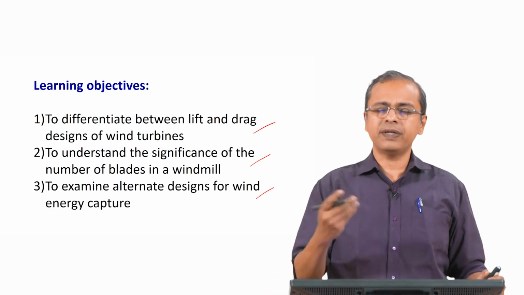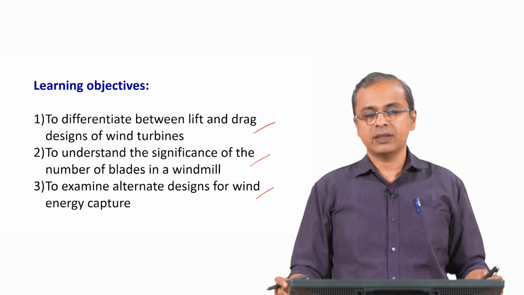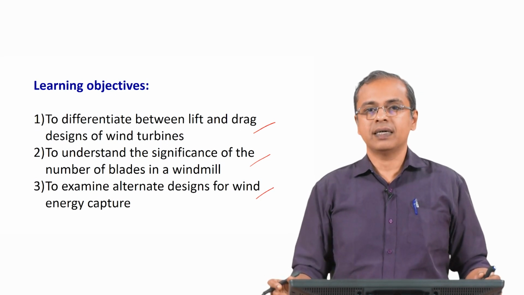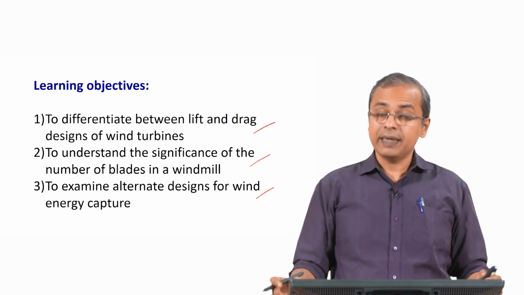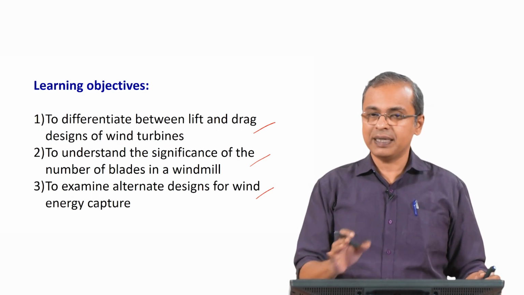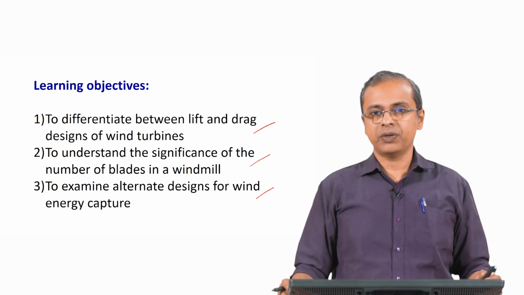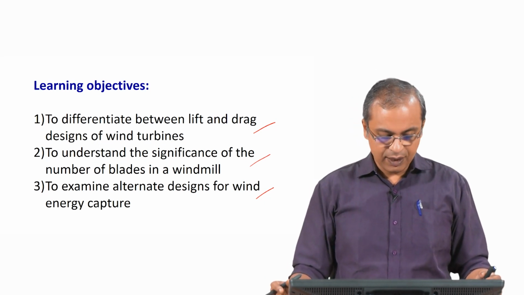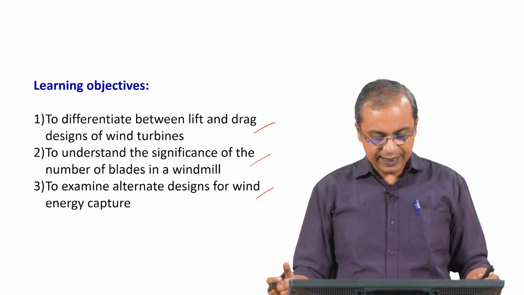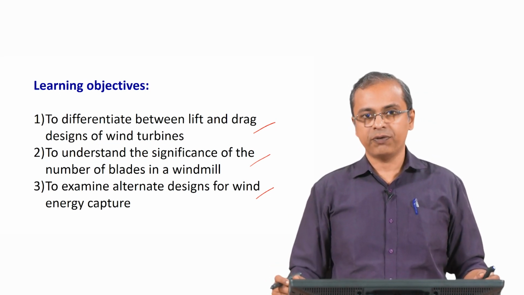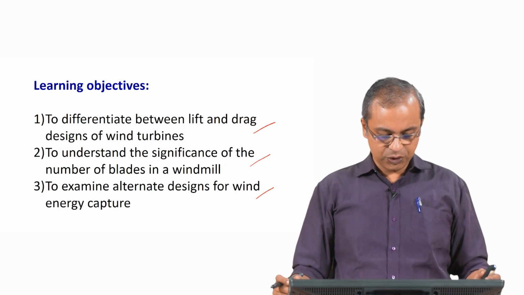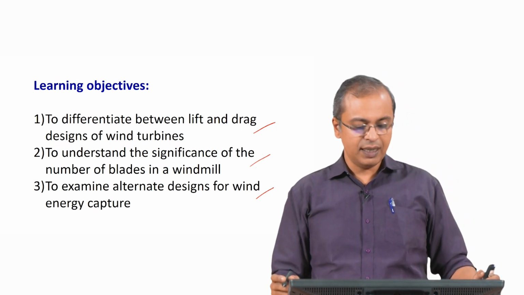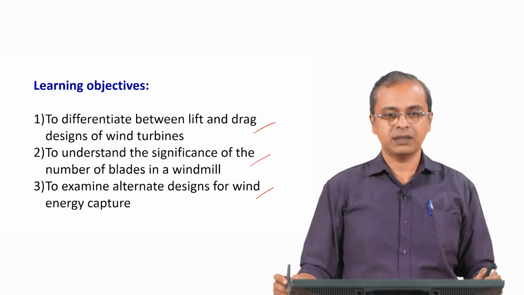Okay, so there may be a lot of other interesting designs that people are looking at. We will at least consider one which is significantly different from what we have discussed in the class so far. In some ways it is significantly different, but fundamentally there is something similar. I will highlight that to you, but in some ways it looks significantly different. So, we will see that as well. We will look at differentiating between lift and drag, we will understand the significance of the number of blades, and we will also examine alternate designs for wind energy capture. Okay. So, these are the learning objectives for the class, we will see them as we go along.